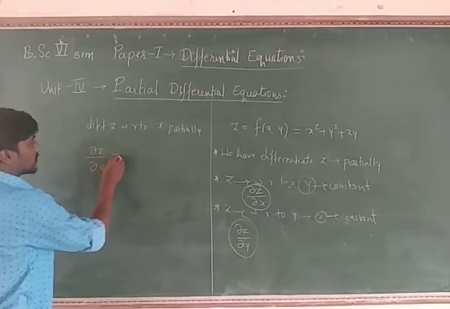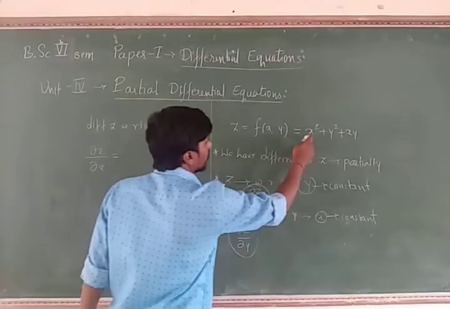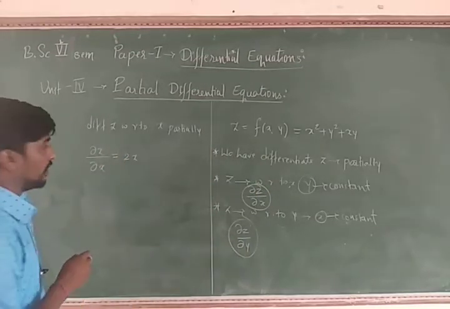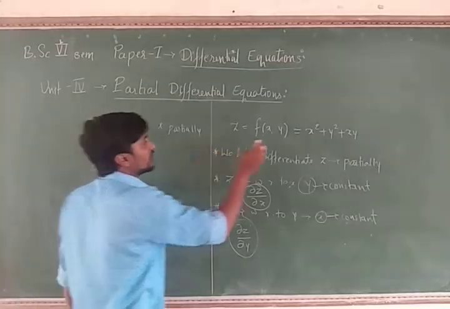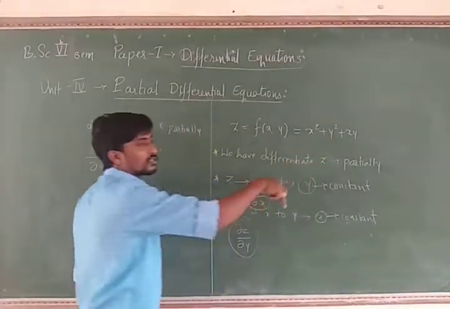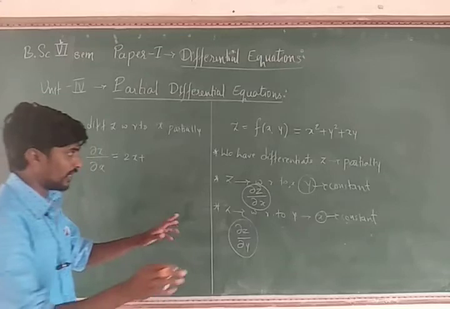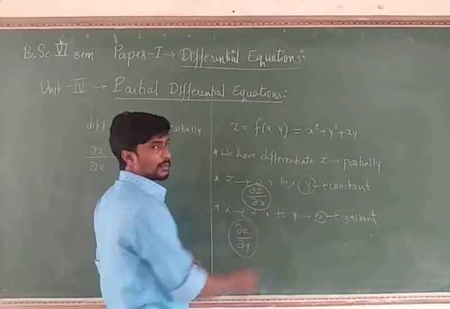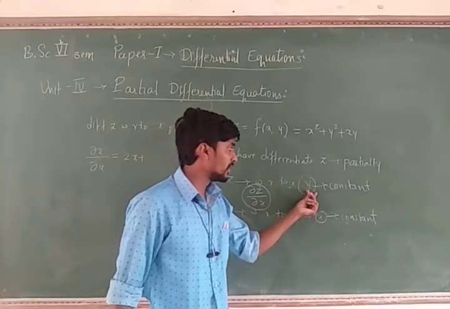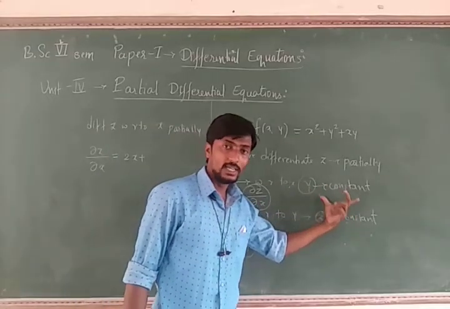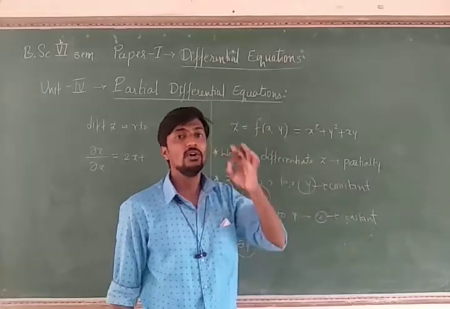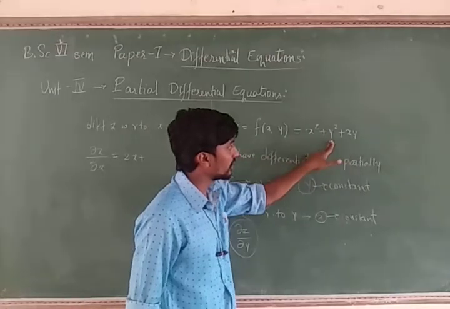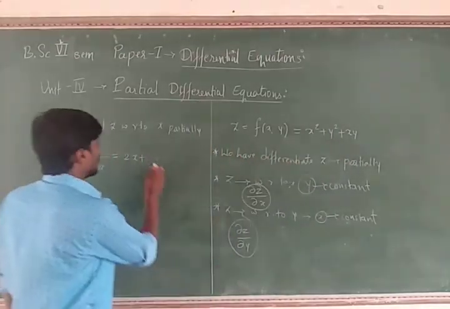In this case, the differentiation of x square with respect to x is 2x. Next, plus the differentiation of y square with respect to x, it is 0, because of the rule for y. When z is differentiated with respect to x, we have to consider y as a constant. If y is a constant, the differentiation of any constant value is always 0. So that's why constant differentiation is 0. Therefore this value is 0.